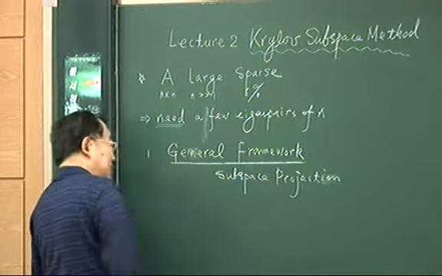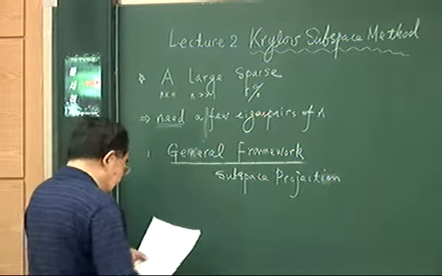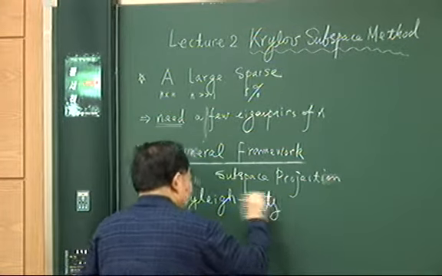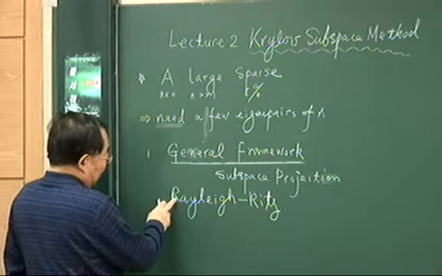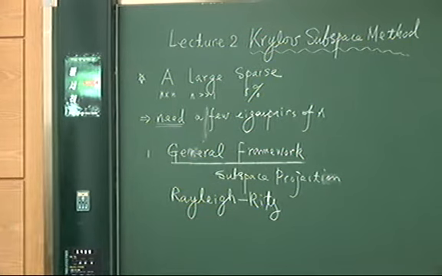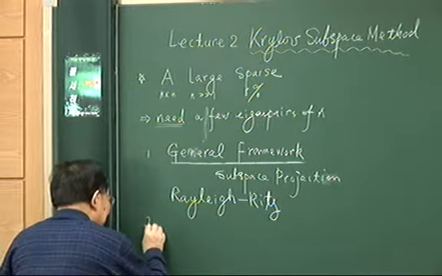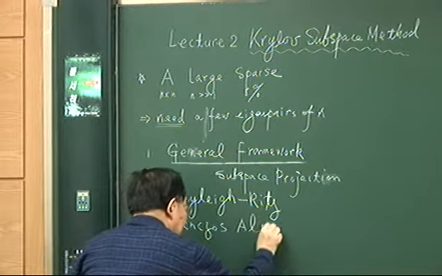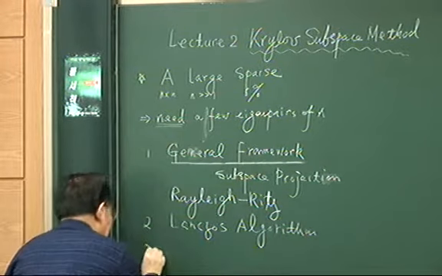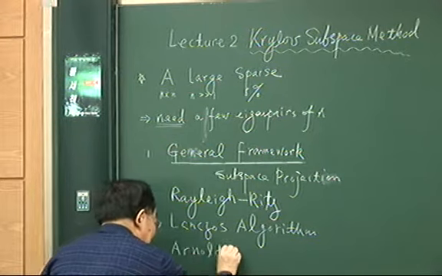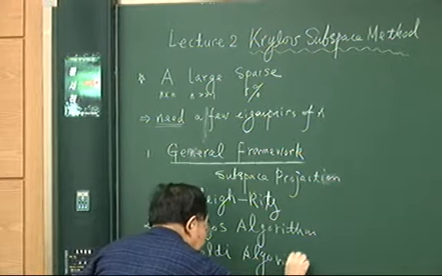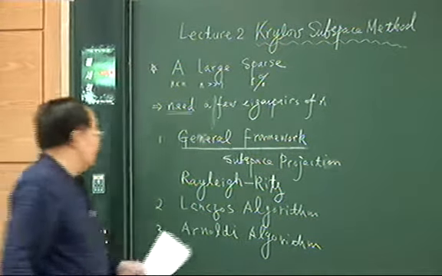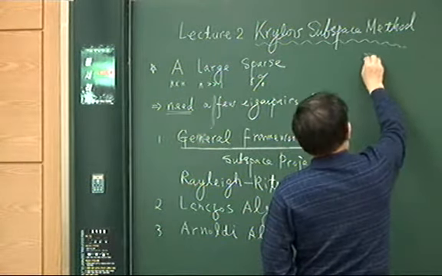The general framework for the subspace projection method was given by Rayleigh and Ritz. So we will first give the Rayleigh-Ritz subspace projection method. Second, I will give the widely used Lanczos algorithm. Then maybe I will give another algorithm. Today I will discuss these three things. So we first discuss the Rayleigh-Ritz process.